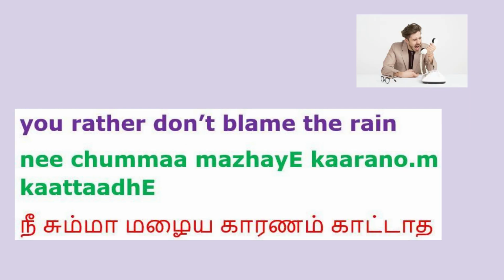You rather don't blame the rain. நீ சும்மா மழைய காரணம் காட்டாத. மழை is rain, மழைய. So what he says is he's annoyed with one of his staff, and he says, don't blame the rain. You don't blame the rain. Just go out and work.